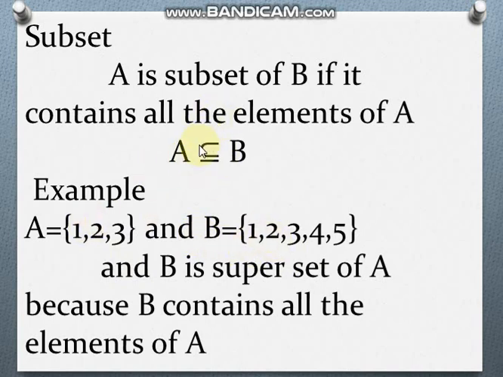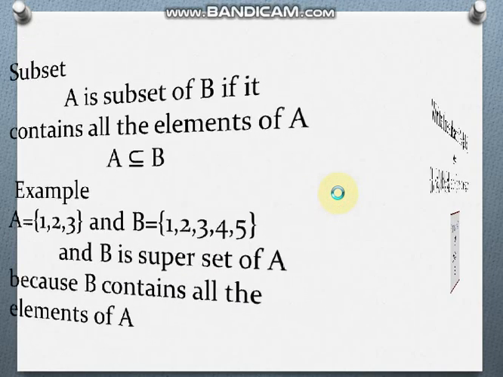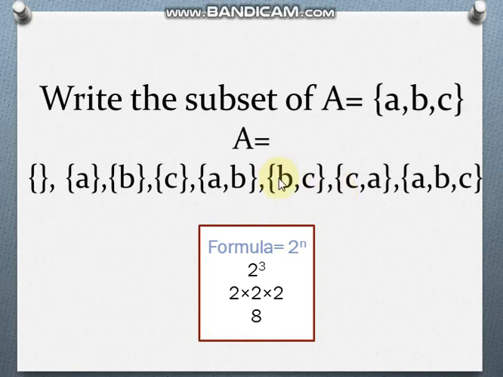This is the symbol which is used to write the subset. Now check B. B consists of all the elements of A, that are 1, 2 and 3. So we can say B is a superset of A. How to find the subsets? Write the subsets of A = {A, B, C}. This is our question.